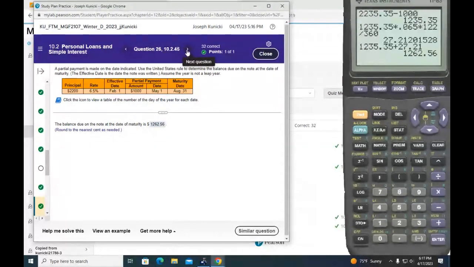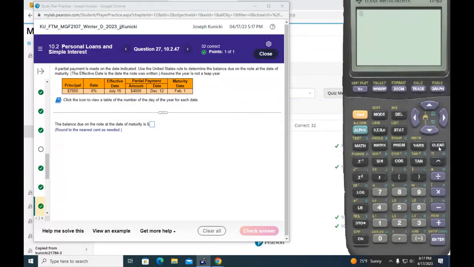Let's see, number 47. Okay, so once again, I'm going to do the maturity dates first. I start with the middle one, December 12th, and this one is not a leap year. So December 12th is day 346. Did you find the 346? Then I do July 15th. That's the effective date. 196. So the first period is 150 days.